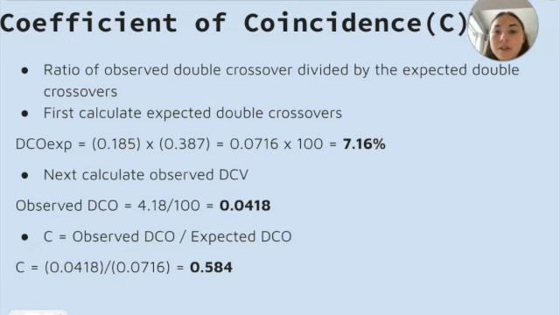The observed double crossovers was previously calculated when determining gene distance to be 0.0418. The coefficient of coincidence is equal to 0.584 from the observed double crossovers, 0.0418, divided by the expected double crossovers, 0.0716.